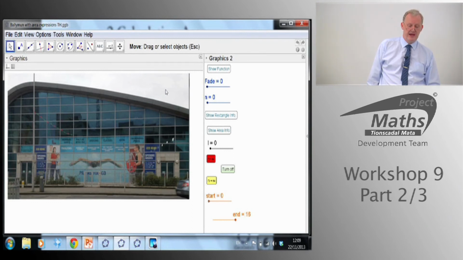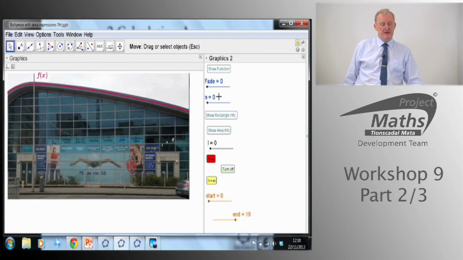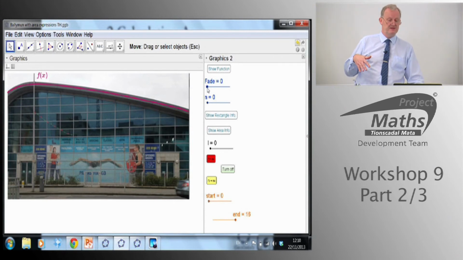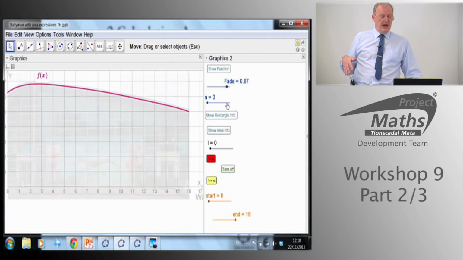We don't have to worry about that because we'll always be given the function, or information to get the function. But there it is. So now the question is to find the area underneath that function. We were given the question in a real world context, find the amount of glass in Ballymun Leisure Centre, and we've taken the context out of it. It's find the area underneath that function. So I'll take the context out completely. Let's fade out the photograph.